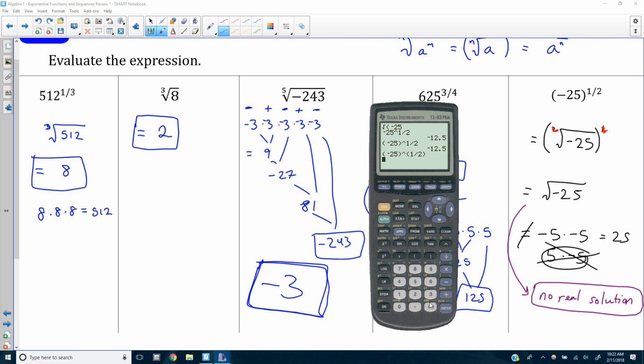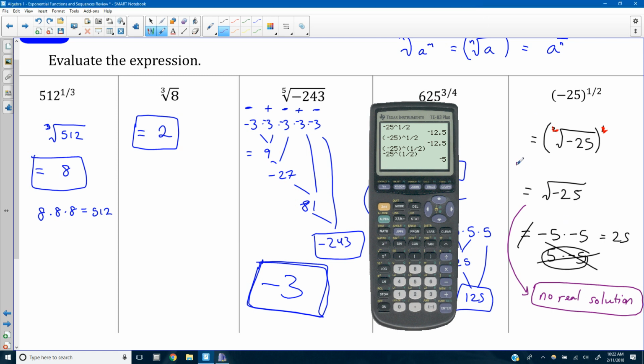Now, let's say I didn't use parentheses around the negative 25 and I raised it properly to the 1/2 power like this. This is not going to give me the correct answer. So there's a difference. This is going to give me negative 5. There's a difference between getting negative 25 all raised to the 1/2 power and the opposite of 25 to the 1/2 power. By that, I mean writing it like this. These are not the same thing.